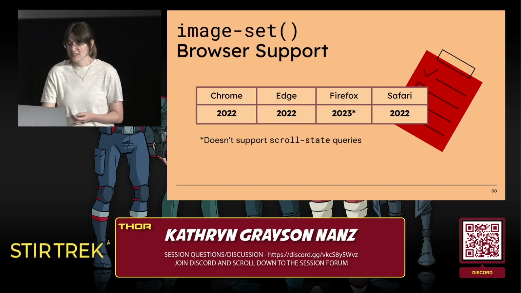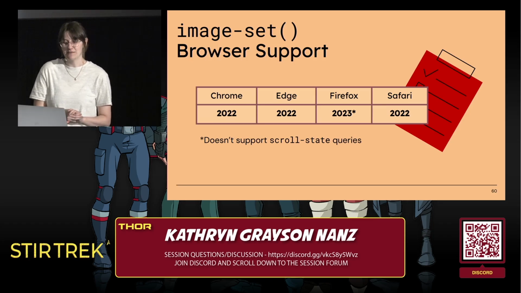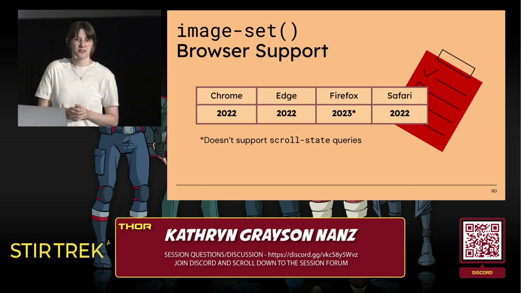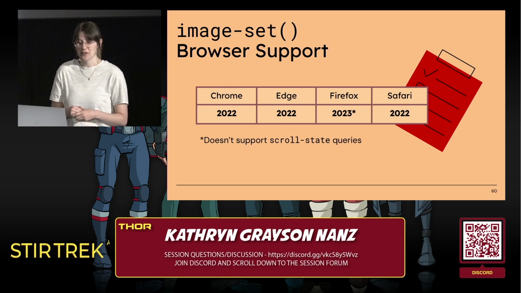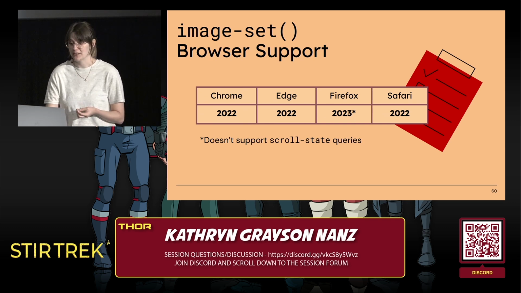Image-set has been in the works for a long time. It was first introduced for Chrome and Safari back in 2012, although it really didn't behave much like it does now. It only supported URL images. There was no type option. So image-set, as we know it today, became fully supported in Firefox in 2021, and then Chrome, Edge, and Safari in 2023.